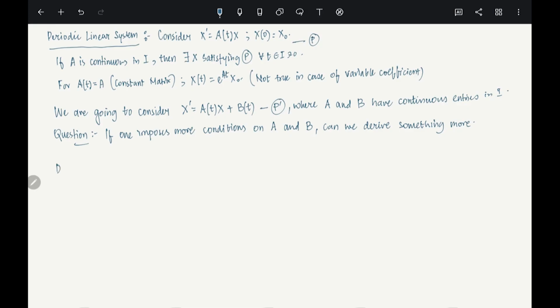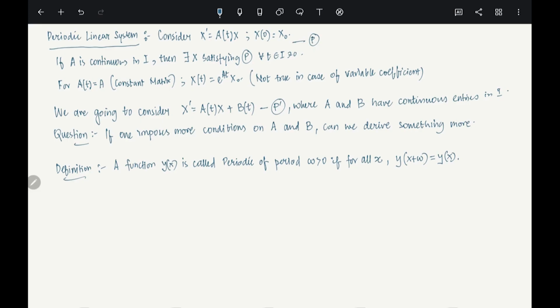First of all, we start with the definition. A function y of x is called periodic of period W, positive, if for all x in the domain of y, y of x plus W equals y of x. Geometrically, it means the graph of y of x repeats itself in successive intervals of length W. So it is basically repeating itself.